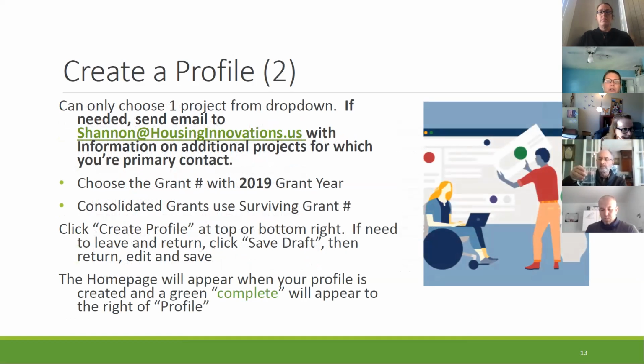Again, you can only choose one project from the drop-down list. So if there's more than one project that your contact profile represents, send me an email with that additional information. The grants, when you've come to the grant drop-down list, they're listed in numerical order. So you'll see, for instance, CT 1111 2018, CT 1111 2019. Choose the 2019 grant year, please.